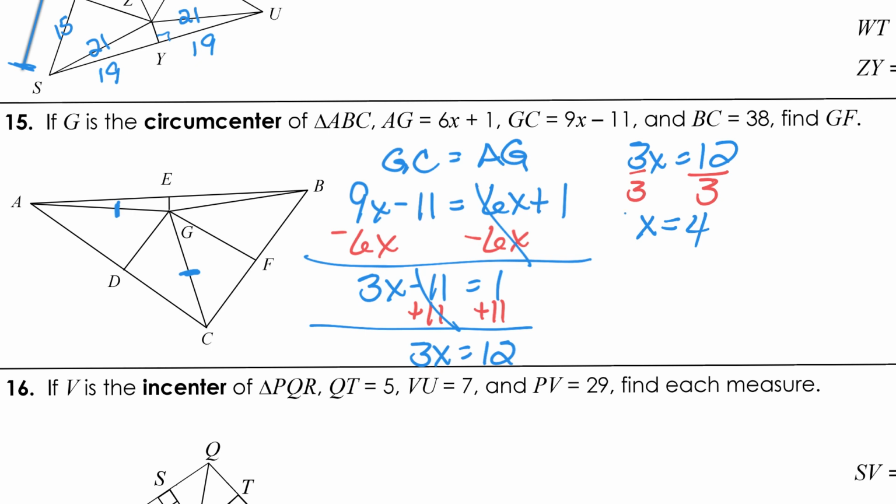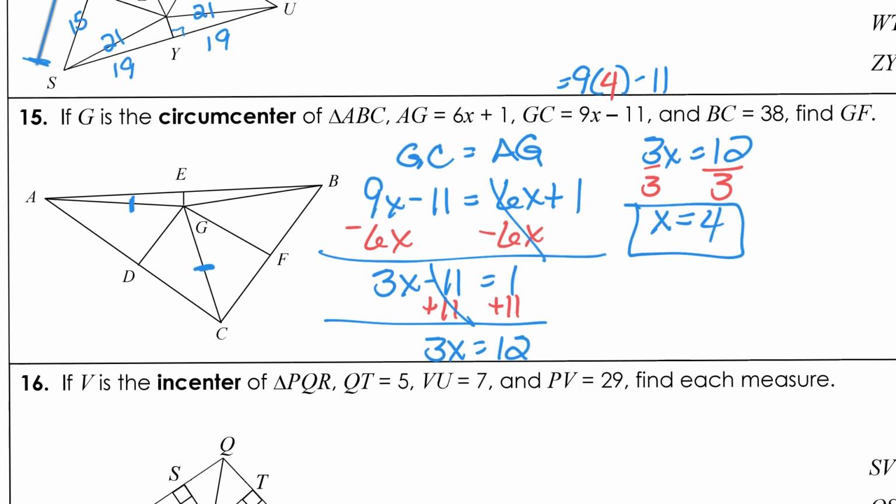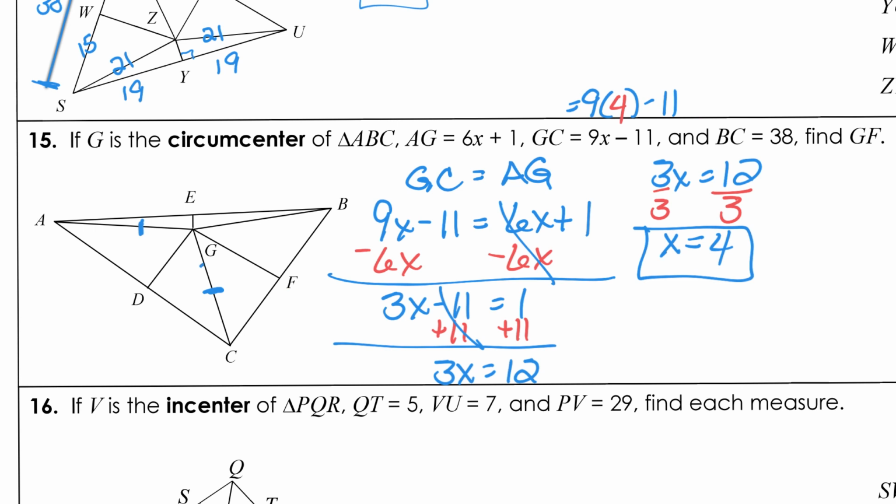And so now we know that X equals 4. Again, we've got to stay focused on what we're looking for. We're trying to figure out the length of GF, and GF is right here. So if we know what this length is, and we also say that BC is 38, now that we plugged in X, GC is going to have a length of 25 right here.